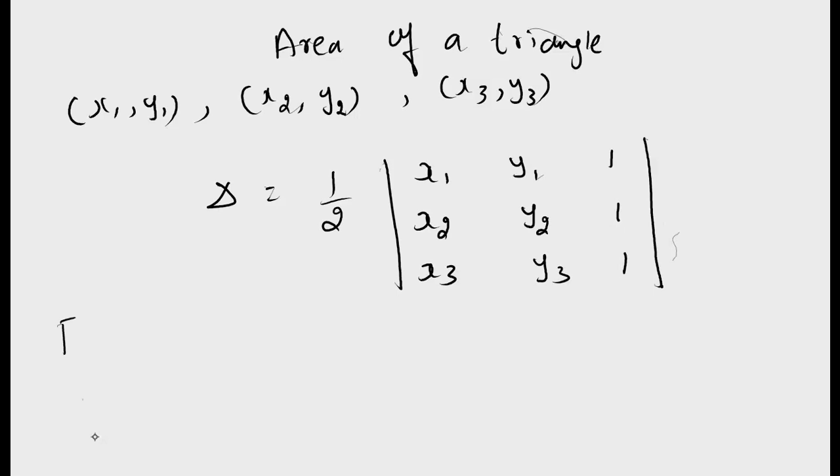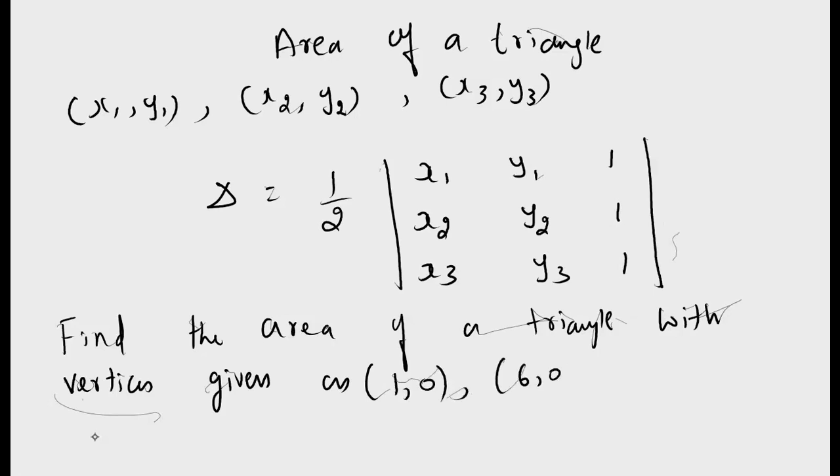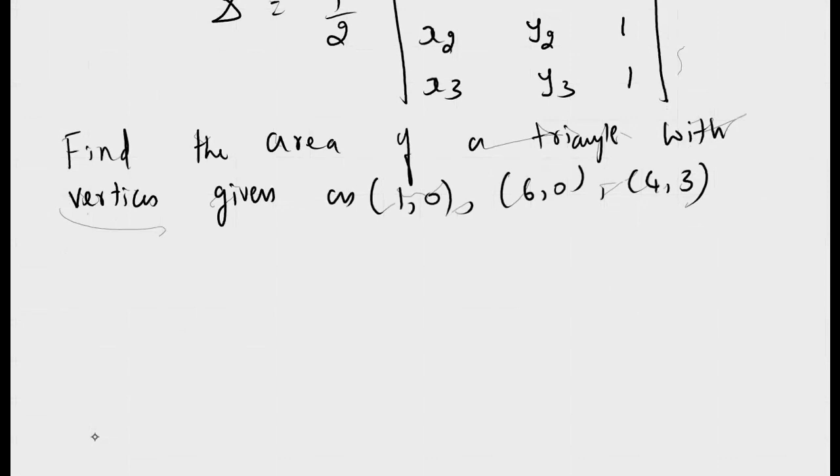Find the area of a triangle with the given vertices, given as (1, 0), (6, 0) and (4, 3). Now let us quickly solve this.